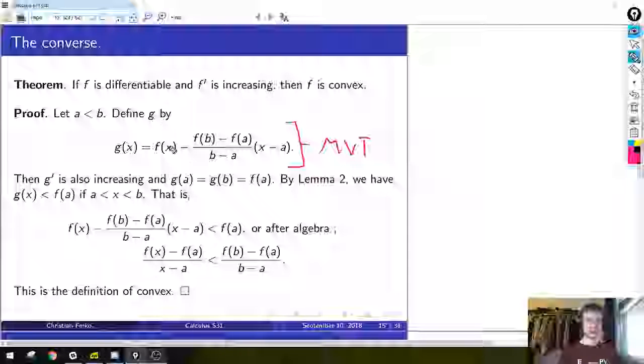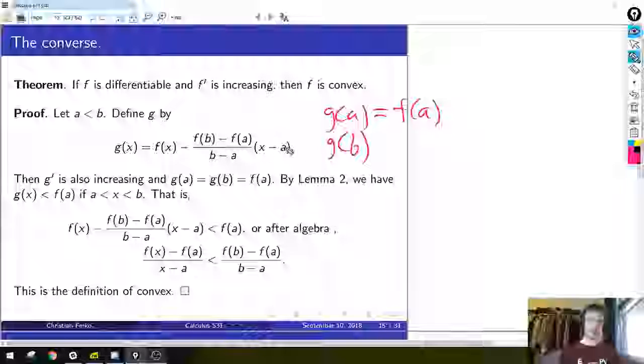We cooked up a function which was obtained by taking our original function and then subtracting off a particular line, right? This is a constant, this slope, times x minus a. So this trick is very nice because, as we've seen several times, if you plug in, say, g of a, well, x minus a when x is a is a minus a, which is 0, so this term goes away. This tells us that g of a is the same as f of a. The other trick is if I plug in b, well, b minus a cancels the b minus a downstairs, and I'm left with f of b minus f of b plus f of a. So this is back to f of a.